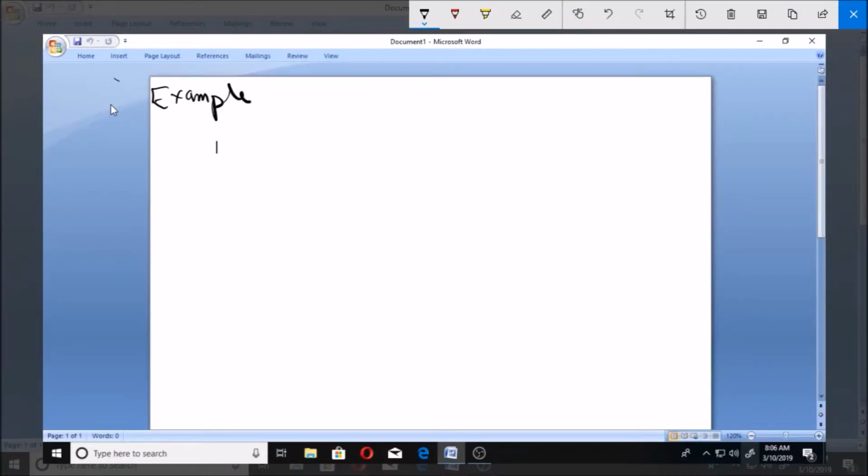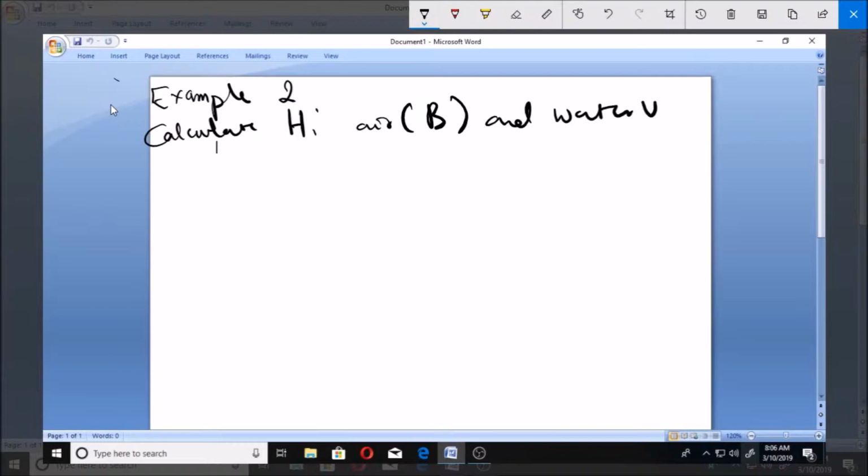Yes, let's look at example number 2, which says: calculate the enthalpy per unit mass of dry air of a saturated mixture of air, where air is B, and water vapor, which is A, at 303 Kelvin and 1 atmosphere.